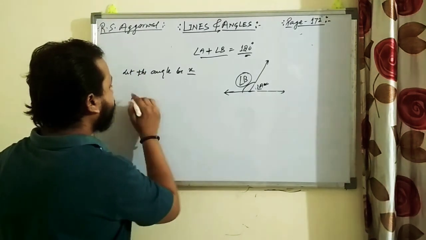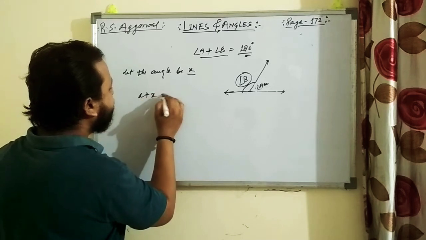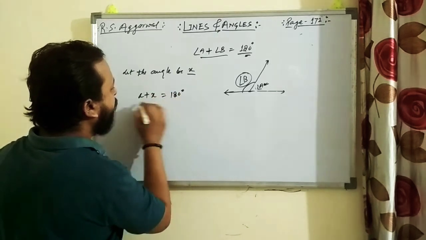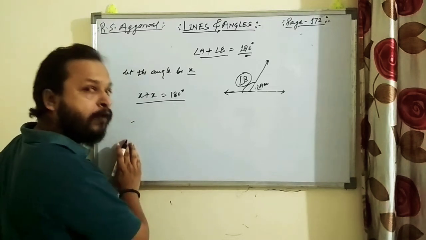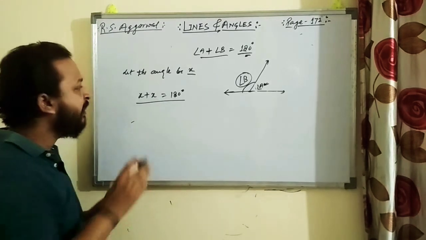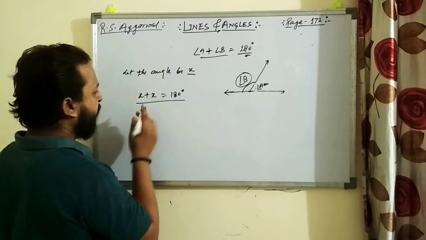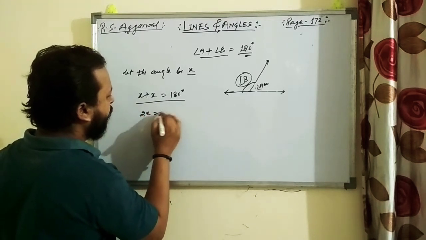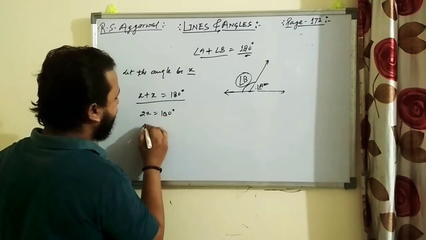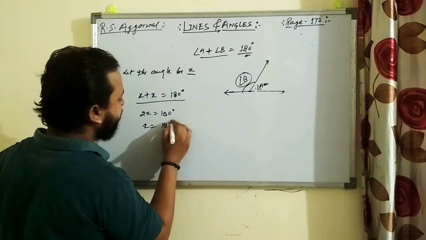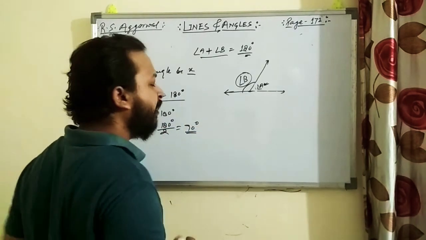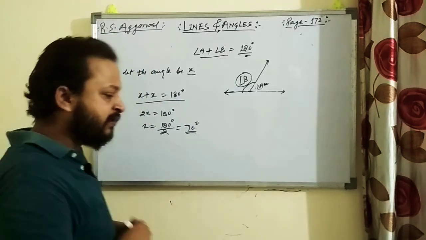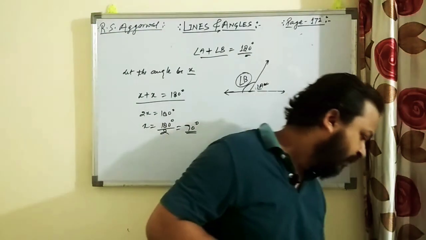So x plus x is equal to 180 degrees. Why? Because they are supplementary angles. Because they are talking about supplement. That is why it is 180 degrees. So 2x is equal to what? 180 degrees, and x is equal to 180 degrees divided by 2, that is 90, right? So this is the solution.